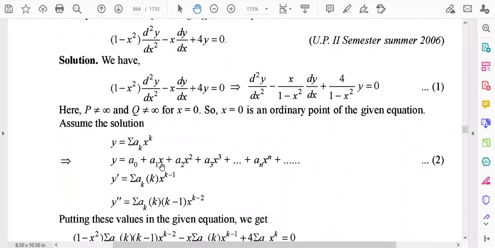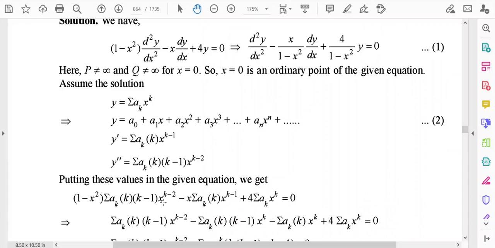Now we are assuming that y is equal to sum of a k x to the power k. That means y is equal to a0 plus a1x plus a2x square. This is the solution of the given differential equation. So y prime will be the differentiation of the sum of a k x to the power k, that is a k into x to the power k minus 1, and y double prime will be sum of a k into k minus 1 x to the power k minus 2.